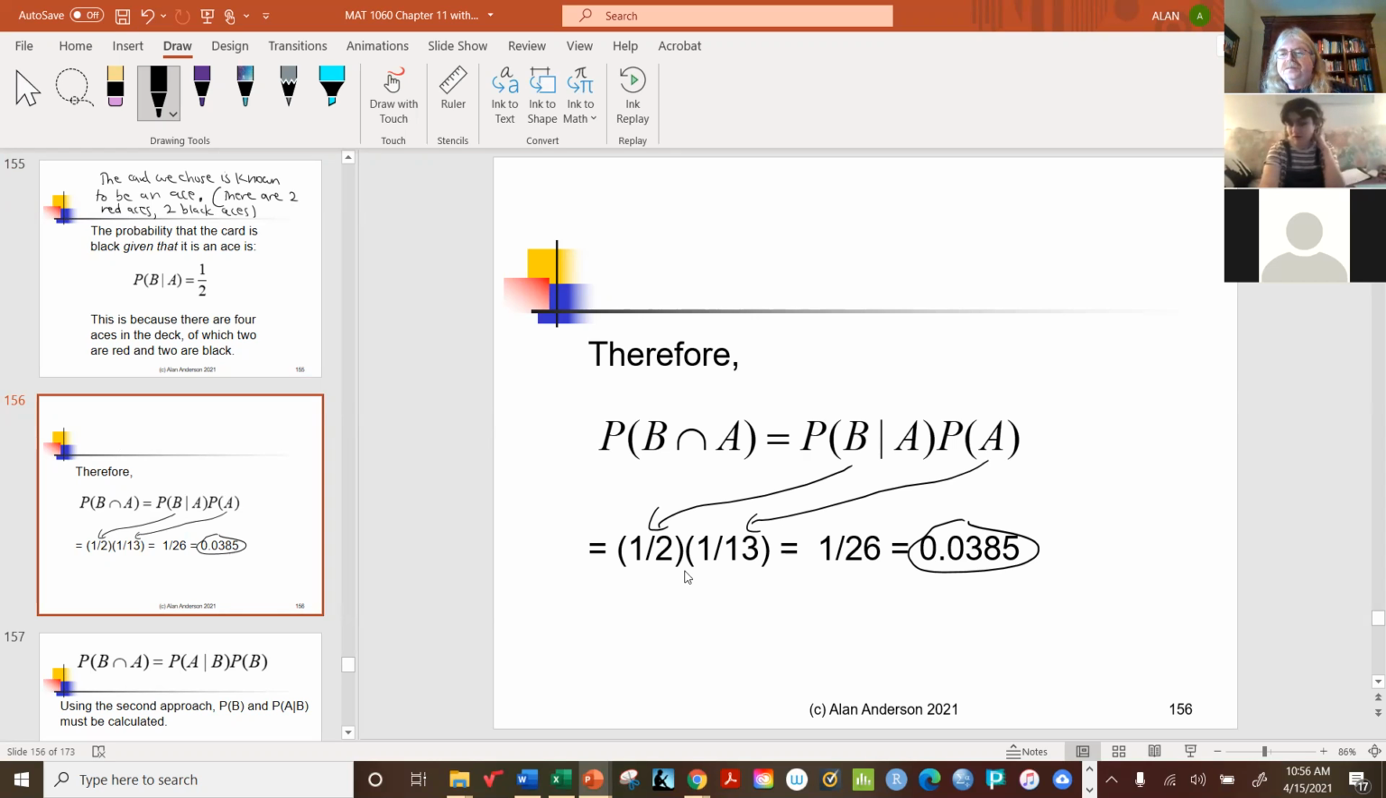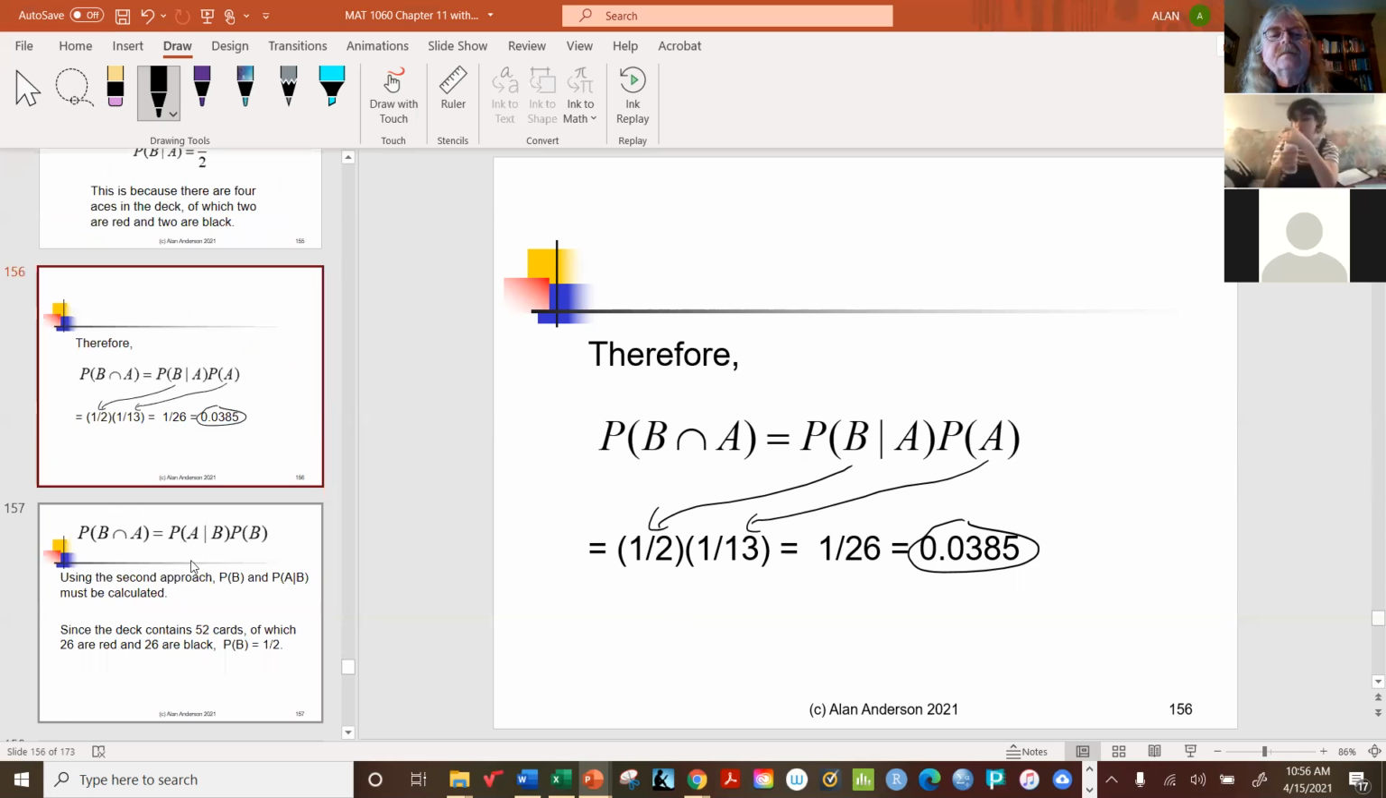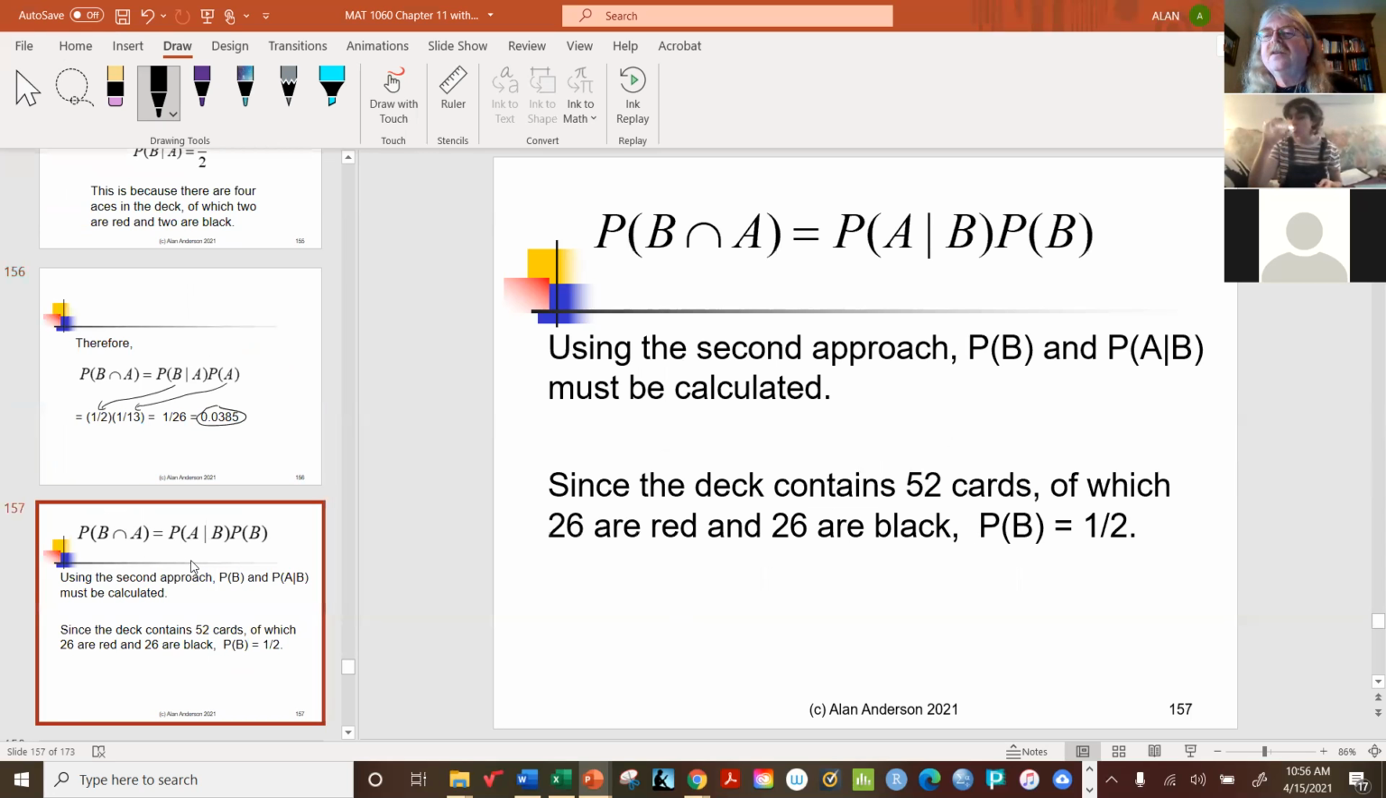Why is it more advantageous, I guess, to use this formula over the other one? Oh, in this case, it's not. Both of them are equally advantageous. We're going to show the second one as well. So let's do that right now. Here, it doesn't actually matter.